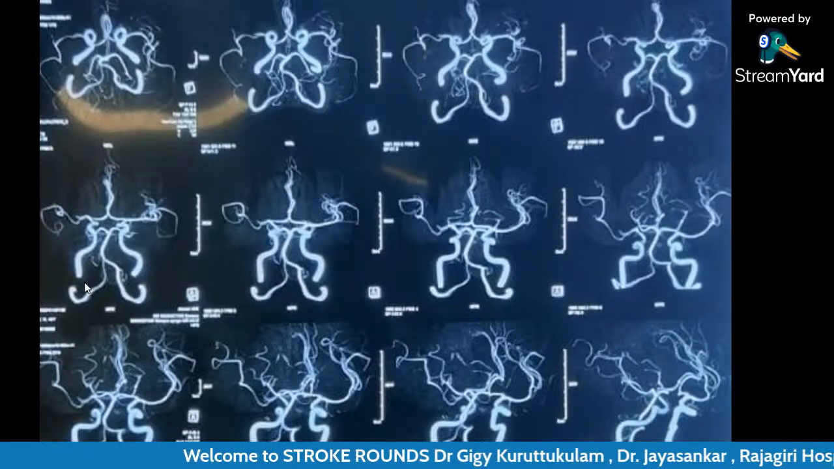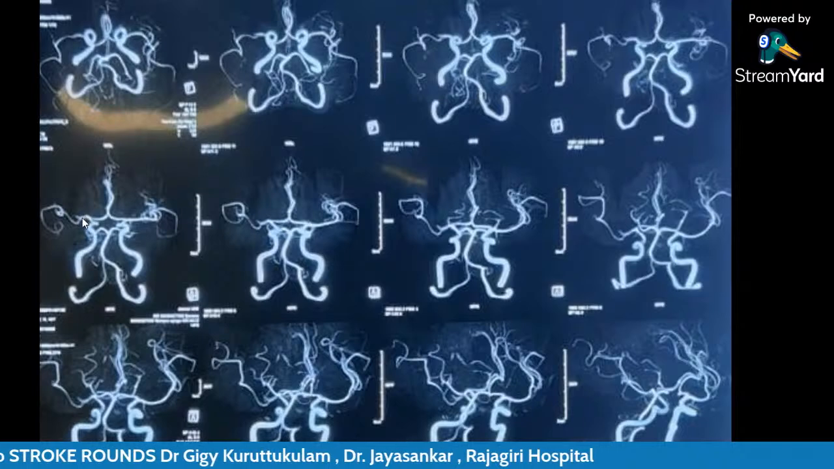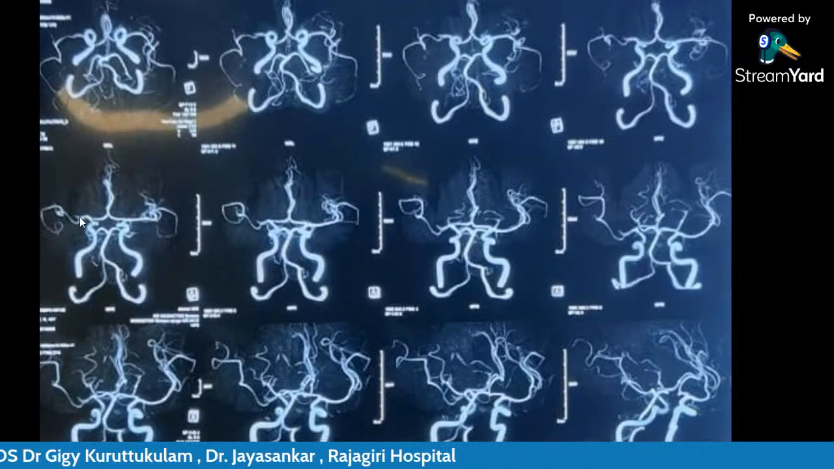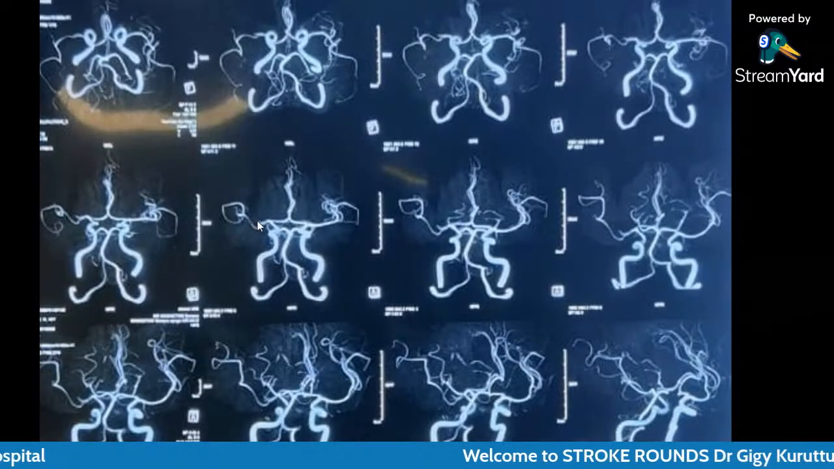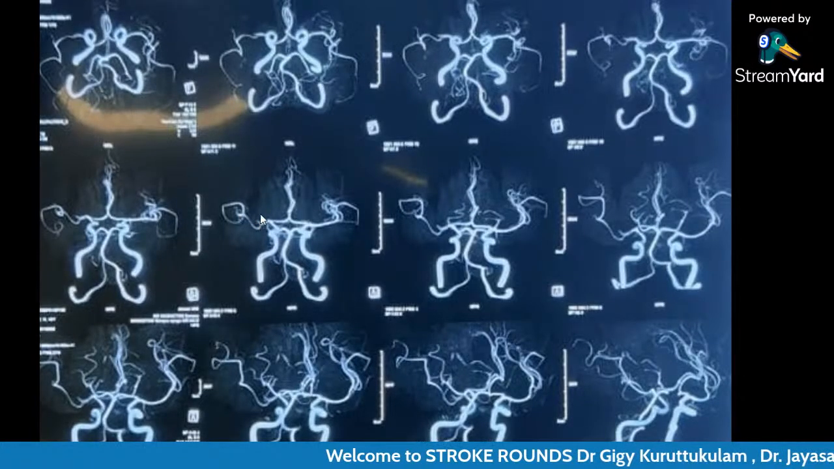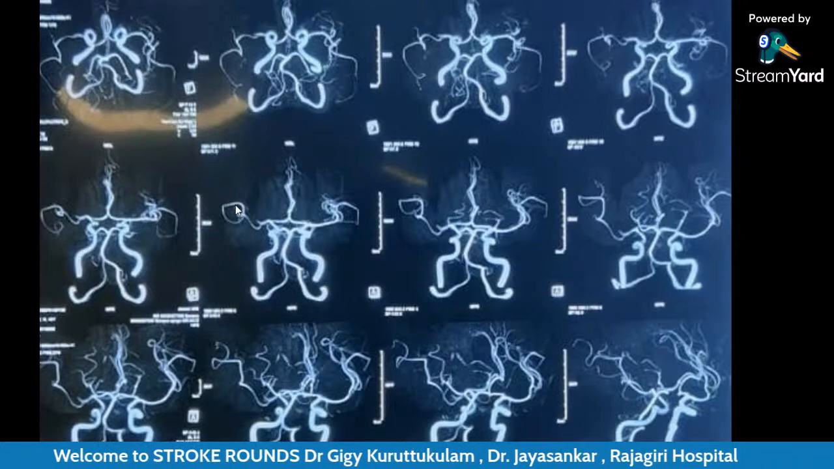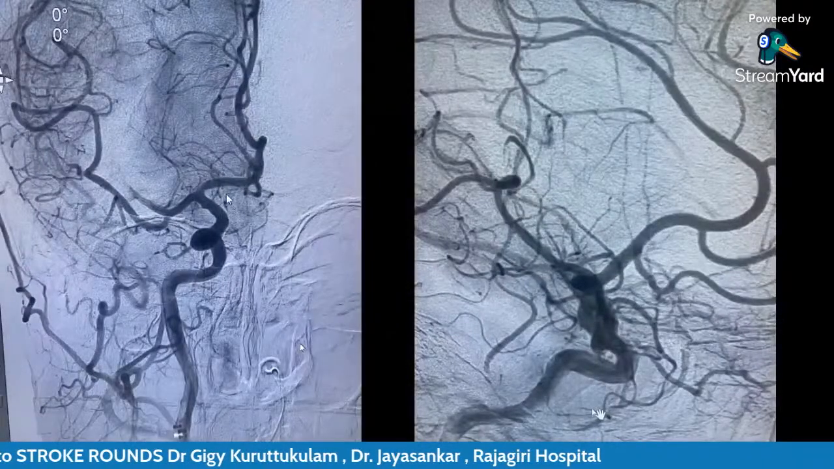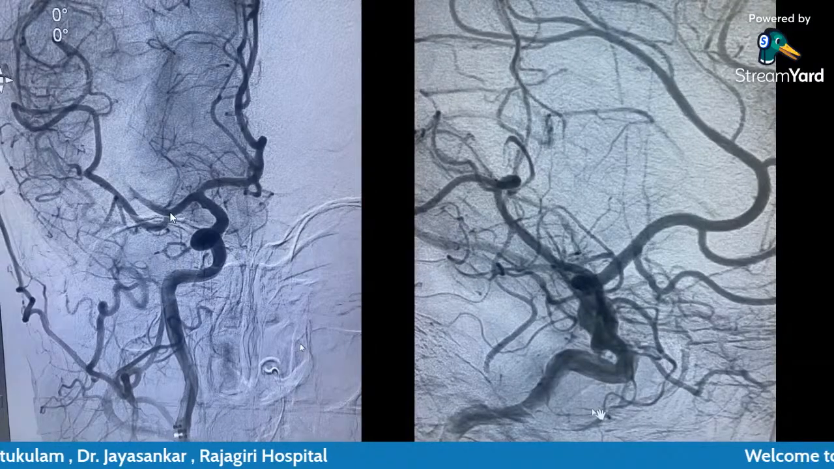MR angio, let's read the MR angio. This is the right internal carotid angio. This is the right middle cerebral artery, the inferior division, and the superior division is cut off. Even though the inferior division is patent, the patient has got a dense deficit and a large MCA territory evolving infarct.